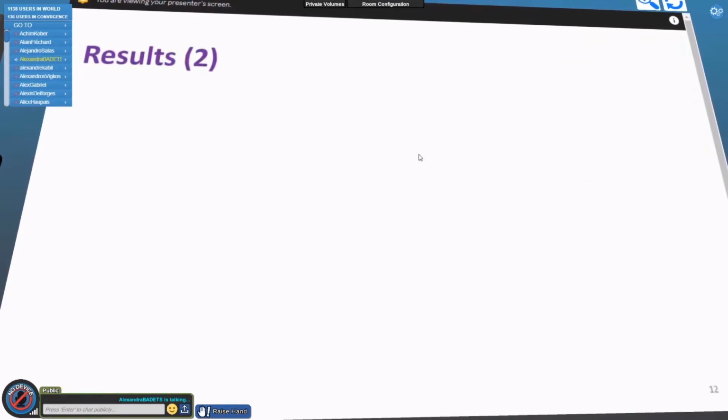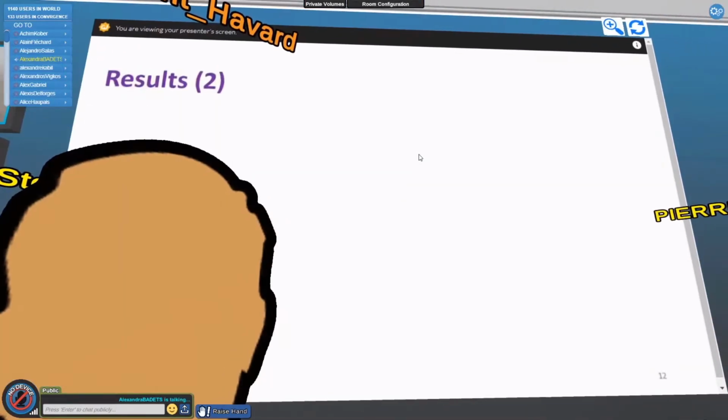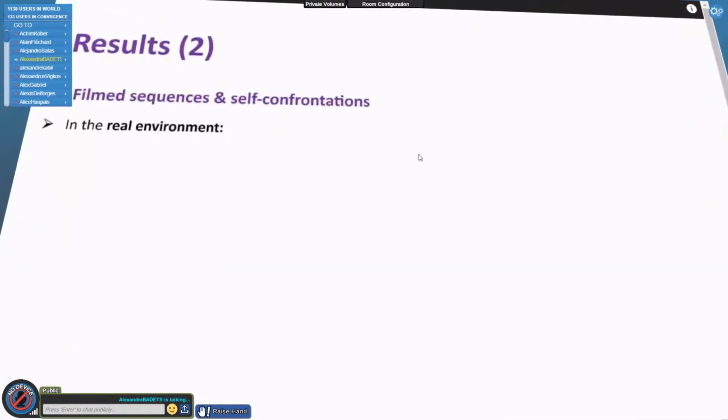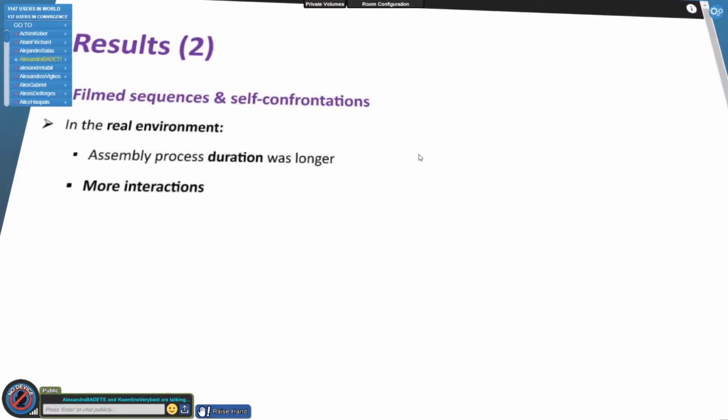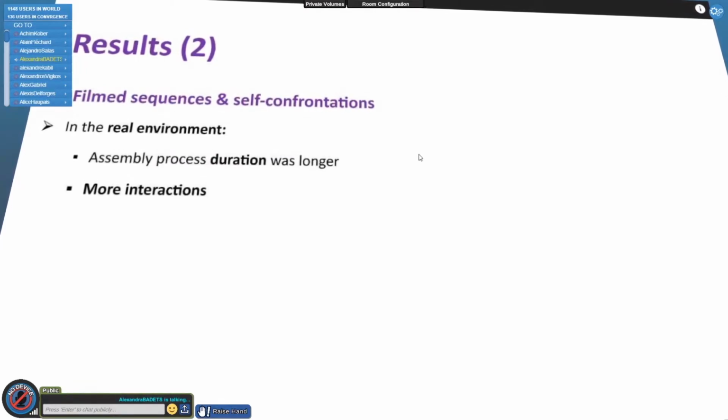Then the main results from the self-confrontations with the film sequences were that we could notice that the assembly process duration was longer in the real environment. It took 70 minutes versus 55 in the VRLE. And the operators and observers interacted more in the real environment. Also, during the self-confrontations, the trainees that were in the real environment spent twice as much time as the VR trainees discussing bike parts and tools handling issues.